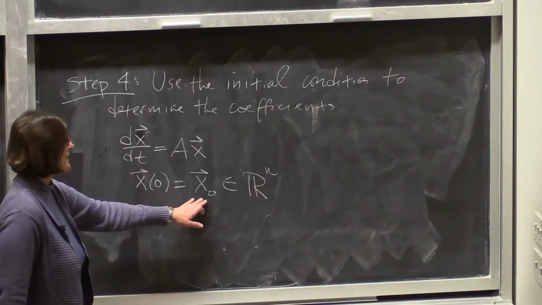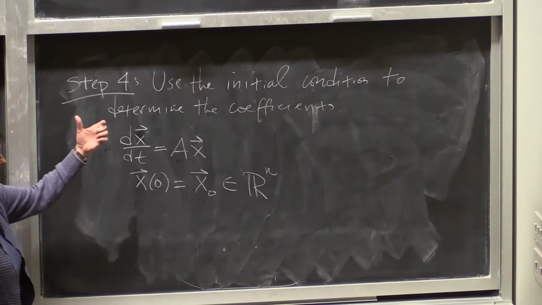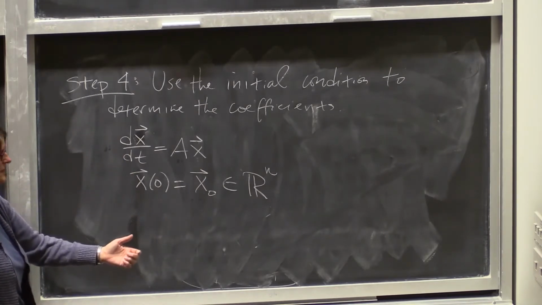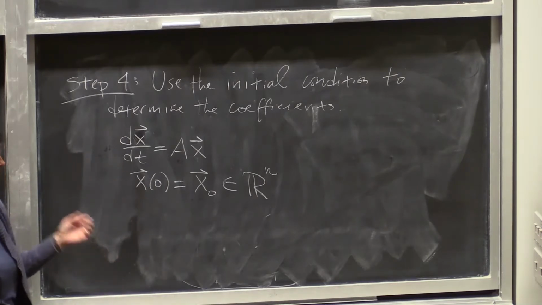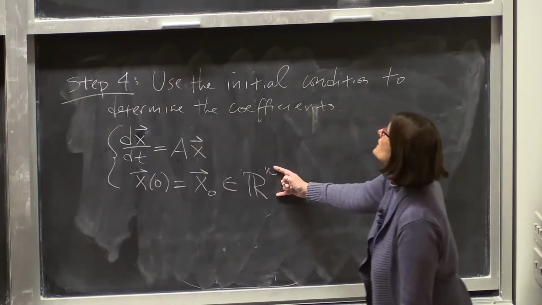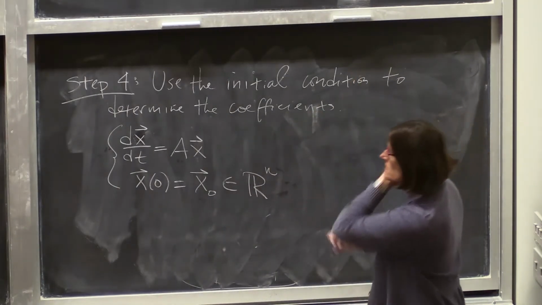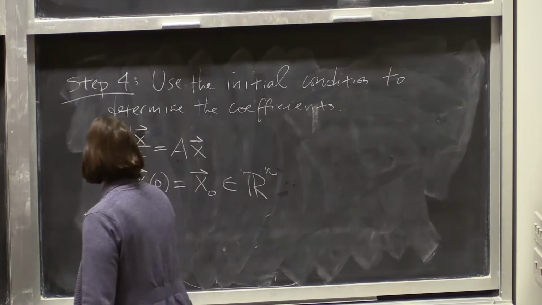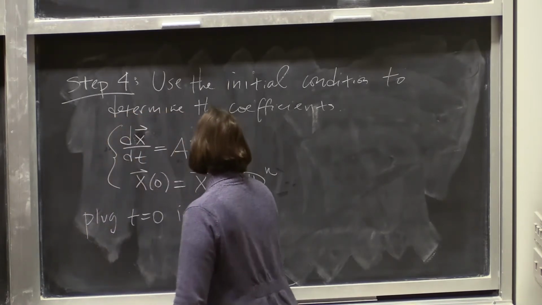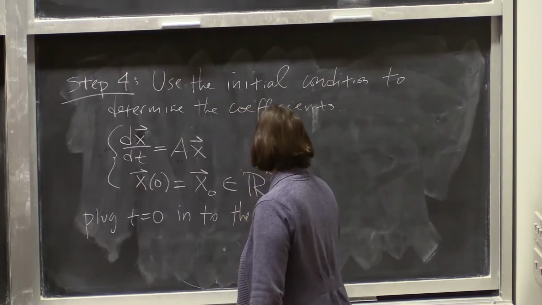So in our case, the initial distribution was 100 milligrams in the first room, 0 in all of the other rooms. But there could have been a different initial distribution. There could have been some other housemate who was also making coffee. So it's this thing which is going to determine those coefficients. So you plug t equals 0 into the solution.